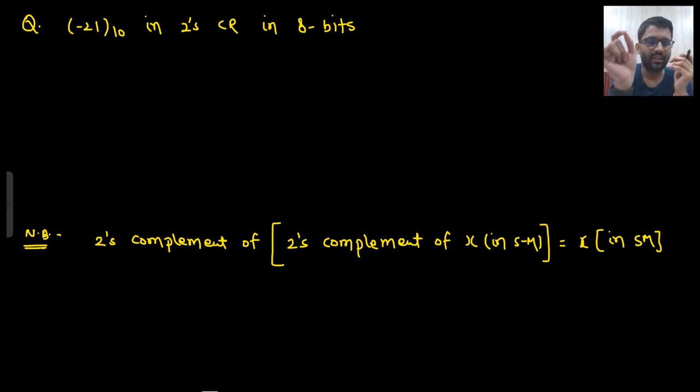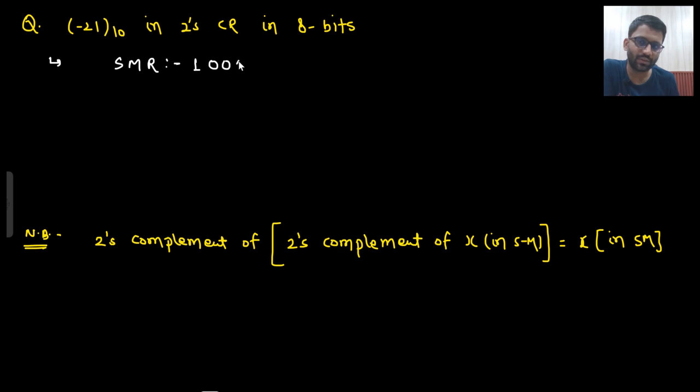Minus 21 in 2's complement representation in 8 bit. So what is the first task? First write in sign magnitude representation in 8 bits. So minus 21 in 8 bits. So 1 would be the sign bit, and 21 in 8 bits, that would be 0, 0, 0, 1, 0, 1, 0, 1. 1, 2, 4, 8, 16, right? 21. So yeah, that's the answer.